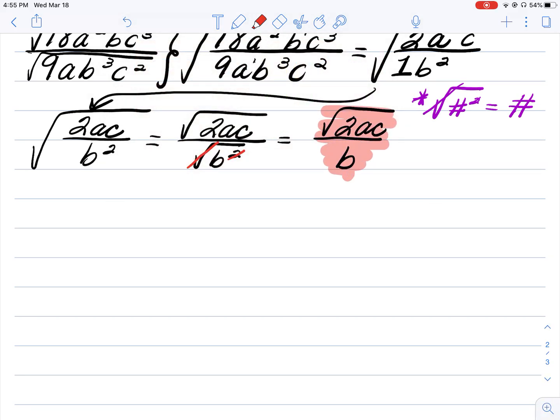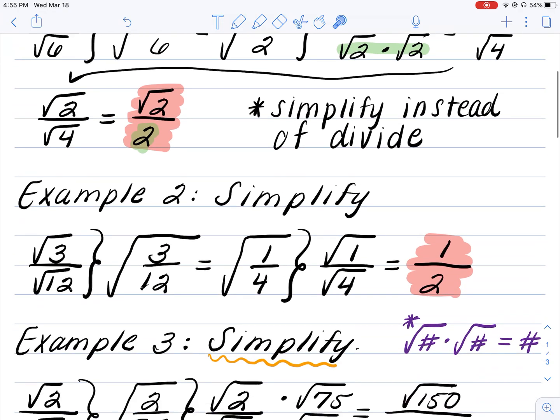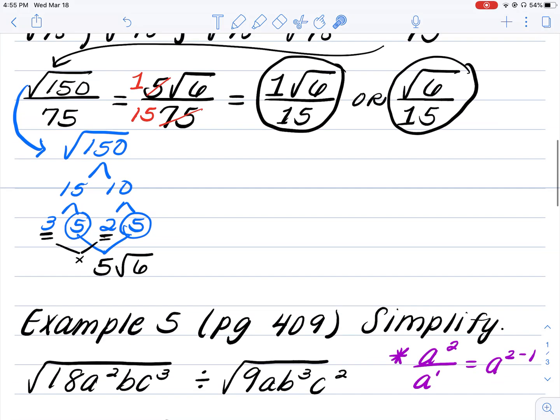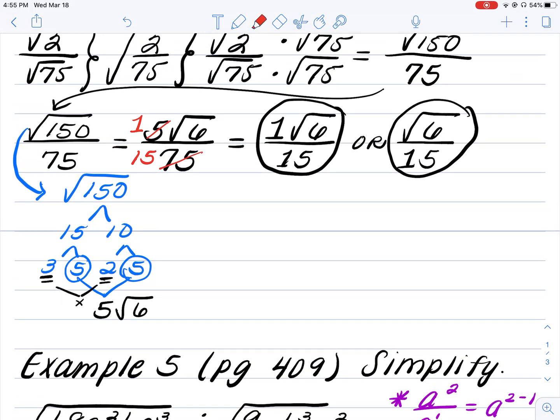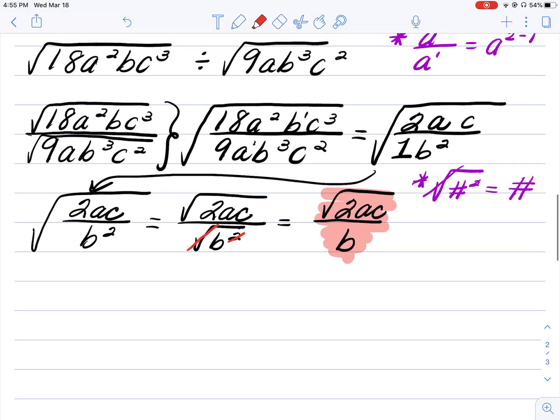Okay? Now, why is this my final answer? Going back to what we said all the way at the top, we just can't have a radical in the denominator, but I never mentioned anything about having a radical in the numerator. I forgot to highlight this one. That was the answer for that one. But I can have a radical at the top. I just can't have a radical in the bottom.